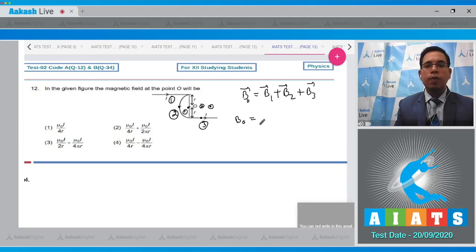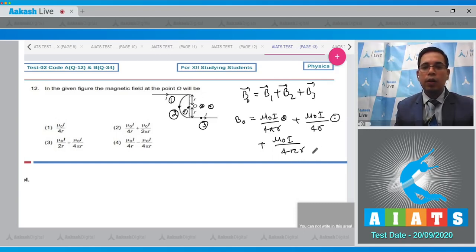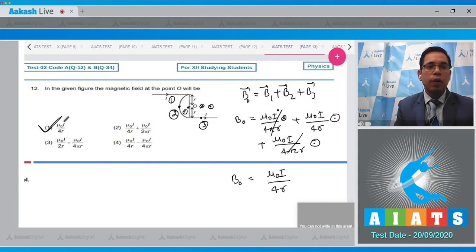Now here B naught will be equal to mu naught I divided by 4 pi r, due to this it is inside the plane, plus mu naught I divided by 4r due to the semicircular wire, and this is outside, plus due to the third wire it will be mu naught I divided by 4 pi r, and it is also outside. Now from here this will cancel out this, and B naught will be equal to mu naught I upon 4r. Hence option number 1 will be the correct answer.